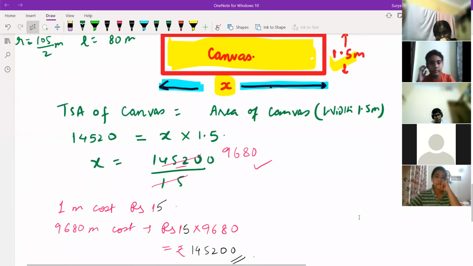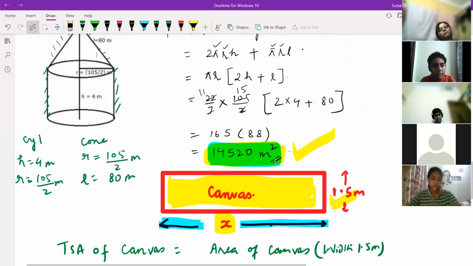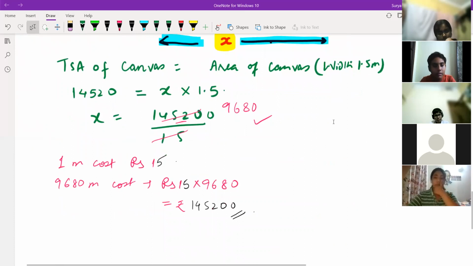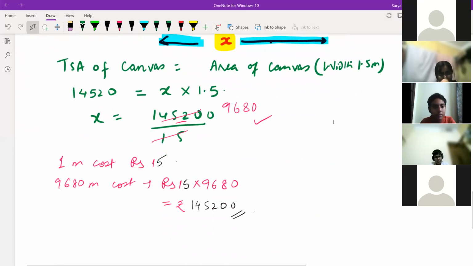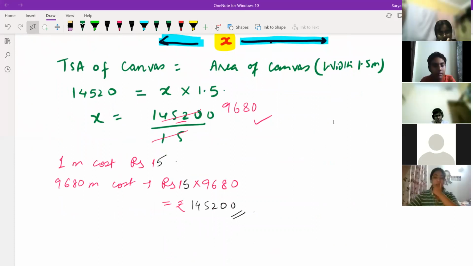Anyone having doubt in any part of it? TSA of canvas, why we are equating with this canvas, or why this cost is coming into this? Satvik is not there in the meeting only, right?